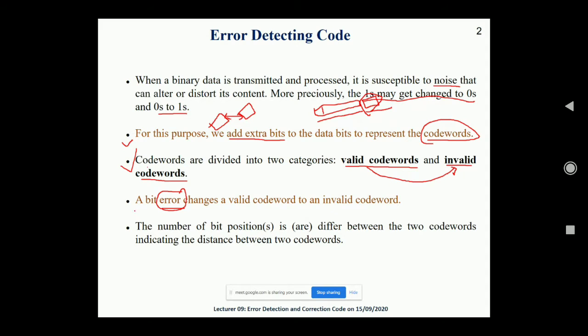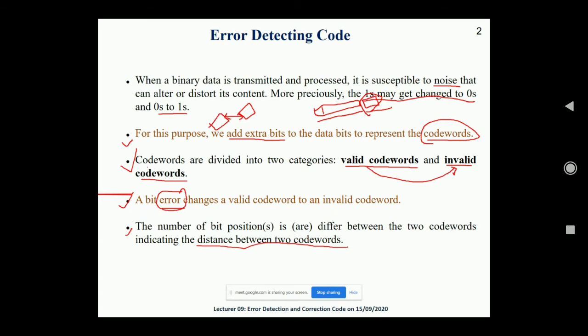Okay, see, this one is the fourth point. The fifth point, the last point, is something different. So always remember one thing: when we are writing some code word, you have to know this last point. So what is the last point? The number of bit positions, maybe 1 bit position, 2 bit positions, or more than 2, that differ between the code words indicates the distance between the two code words.